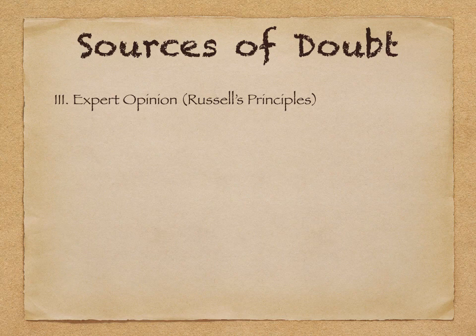A third source of doubt is expert opinion. The simple fact is that when it comes to many topics, say climate change or immunology or engineering, the majority of us are not well informed enough to form good opinions on our own. In many areas, an advanced degree is required to form good opinions without help. So most of us have to rely on experts to guide us. But of course, the question of when and how to believe experts is a very complicated one. The philosopher Bertrand Russell provides these three principles for dealing with expert opinion.